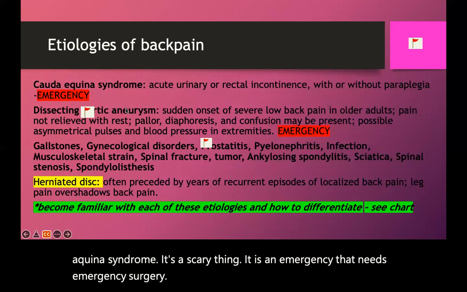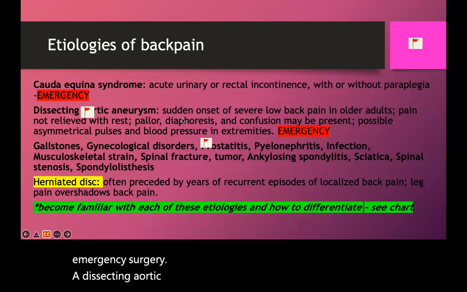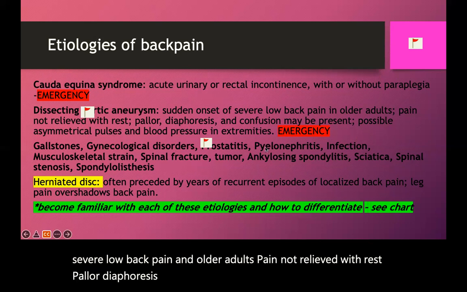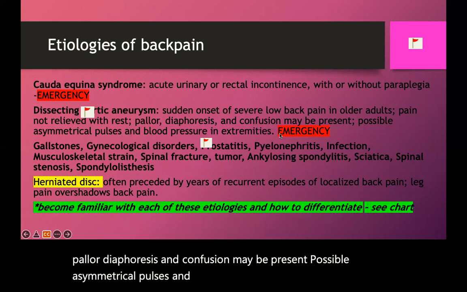A dissecting aortic aneurysm can present with sudden onset of severe low back pain in older adults. Pain is not relieved with rest, and pallor, diaphoresis, and confusion may be present. Possible asymmetrical pulses and blood pressure in the extremities. This is an emergency as well, okay?